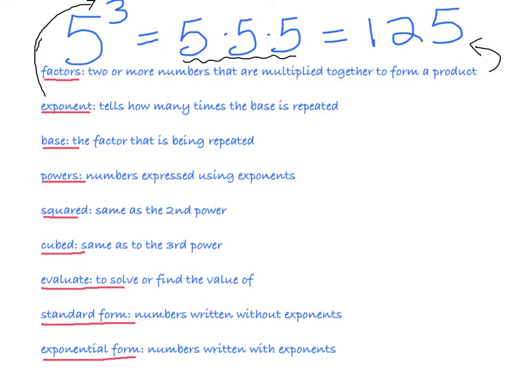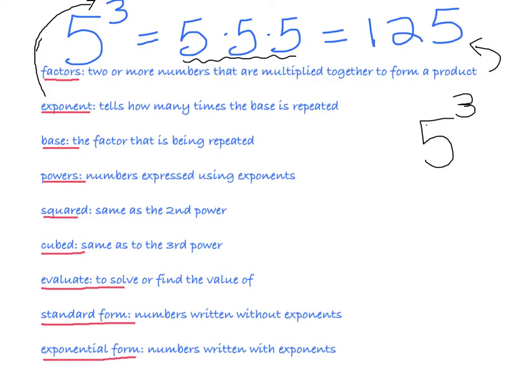And if you think of a base as the bottom, 5 in this case is our bottom number. 3, the exponent, goes in the upper right-hand corner. When you write exponents, write them smaller than the number and in the upper right-hand corner. A power is a number expressed using exponents. So 5 to the third power, we sometimes say. So power is just like exponents.